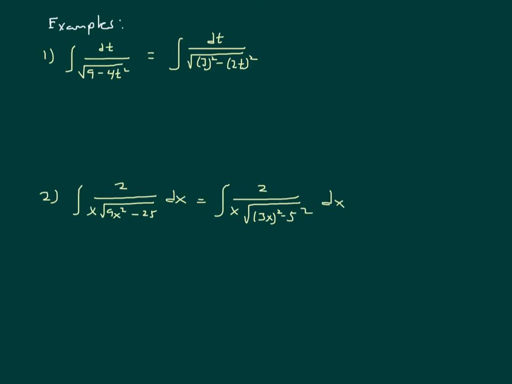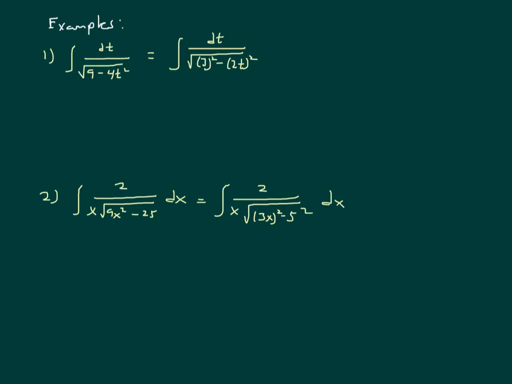Now let's take a look at a couple examples. In the first example, we're looking at the integral of dt over the square root of 9 minus 4t squared. Right away, because it is underneath the square root, it's a constant minus a function of t, something with a variable, I am thinking of the arcsine function. That square root is in that arcsine form. I realize that 9 is 3 squared, and 4t squared is the quantity 2t raised to the second power.